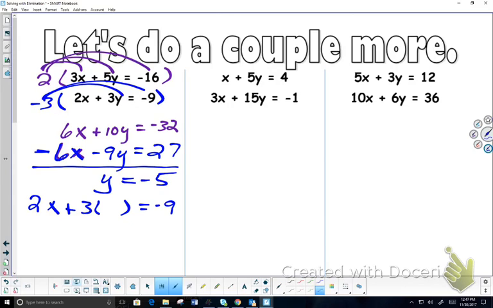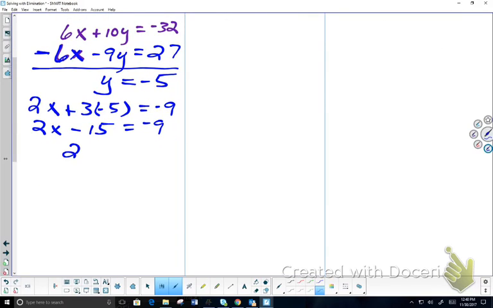What do I put in my parentheses? Very good. 3 times -5 is -15. Okay, then what would I do? Add 15 to both sides, and I get 2x equals 6. Now what would I do? Divide both sides by 2, and I get x equals 3. We've got an x and a y. We're going to carefully write them as a point in the right order.